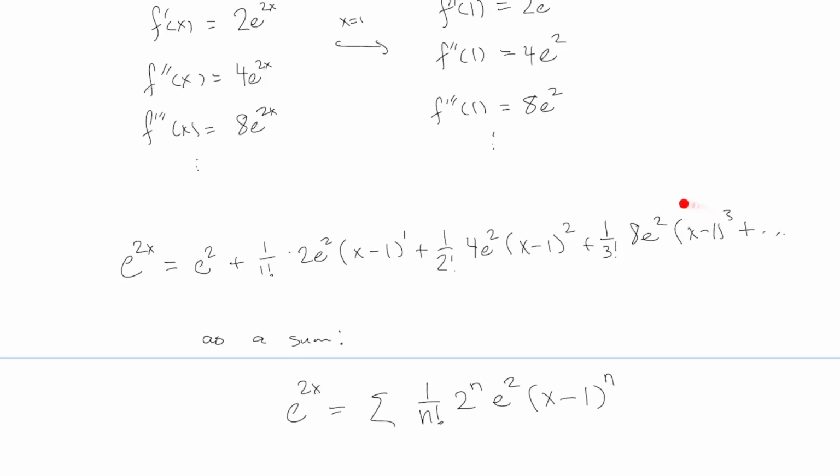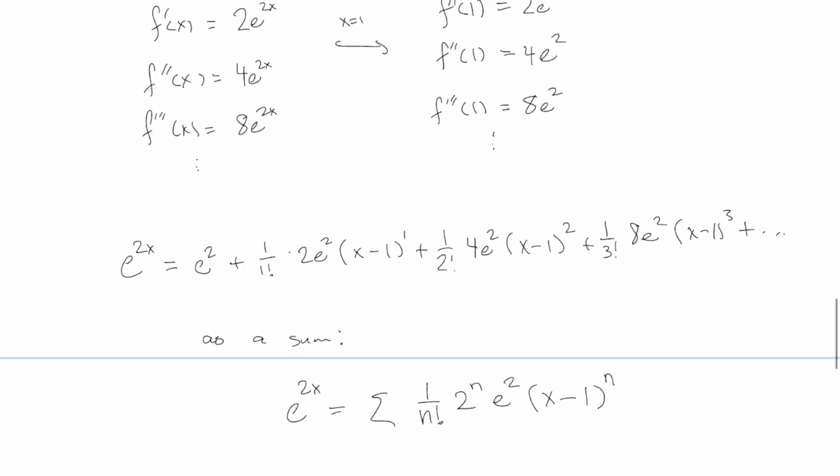Really, you just have to sort of look at one of these and tell what the pattern is. So first I see 1 over n factorial. Then I see this constant, which here is 8. The reason it's 8 is because that's 2 to the 3. So this constant here has this format, 2 to the n. And then I guess you just get e squared every time. And then you have x minus 1 to the power n.